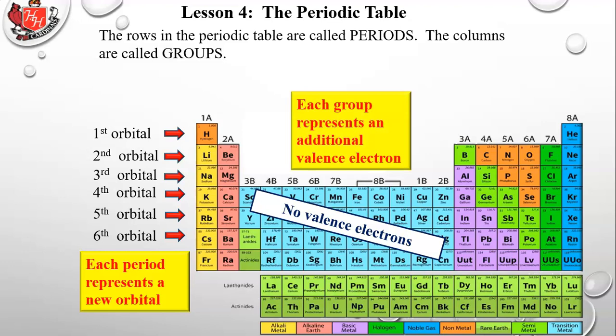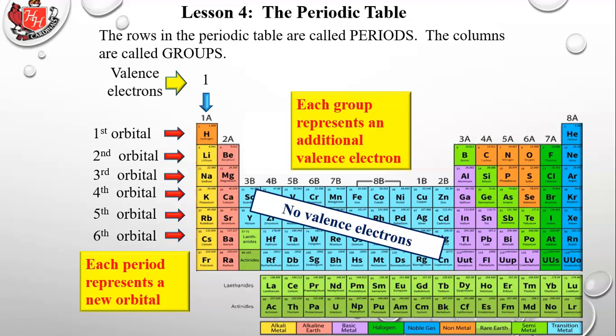Each group, that is each column, represents an additional valence electron. So the very first column, the one that starts with hydrogen and has lithium below, has one valence electron in its outer orbital. Hydrogen has only one orbital, so its valence orbital, its outer orbital, is the first orbital, and it has one electron.